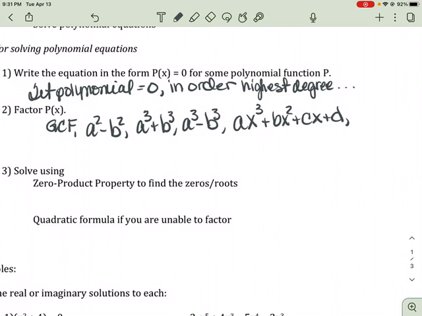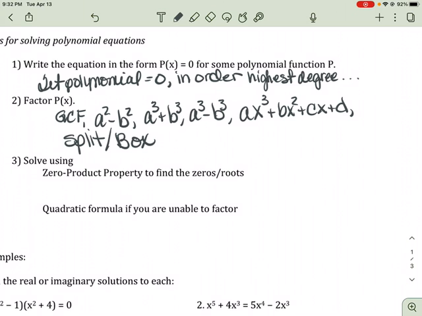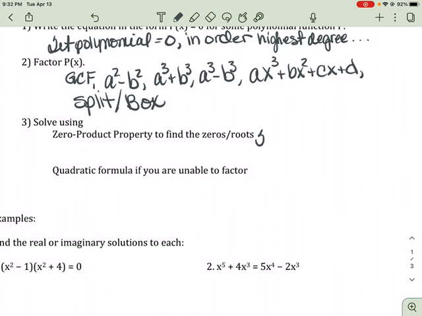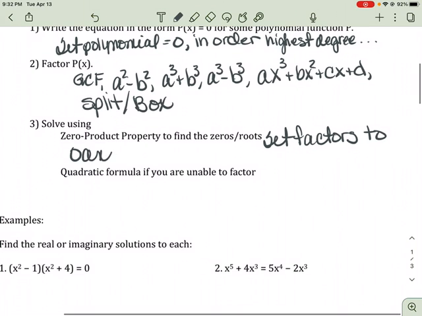So GCF, remember we know what these all do. And then you have your regular factoring, split, distribute, box. Okay. All right, so then we're going to want to use our zero product property to find the roots or zeros, meaning that we're going to set our factors equal to 0 and solve.